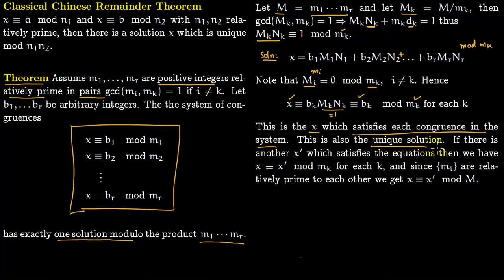Now this is also a unique solution, because if there's another x prime which satisfies all these equations, so that x is equivalent to x prime modulo mk for each k, and since each of them are relatively prime, therefore we will also have x is equivalent to x prime modulo M, because M is just the product of all these factors and each of them are relatively prime to each other. So this is the classical Chinese remainder theorem, which is used in number theory to solve such congruences.